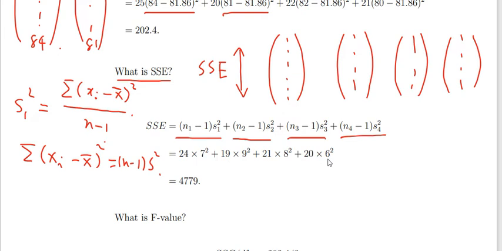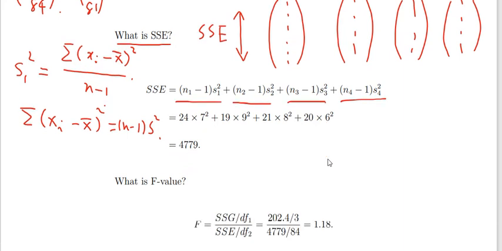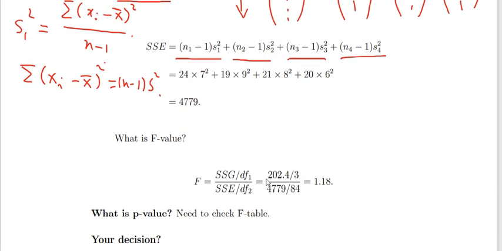So with this SSE, we can find the F value. So this is divided by 3, df1 is 3 and df2 is 84. So we find this F value equals 1.18.